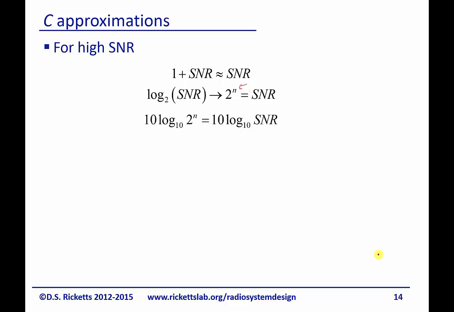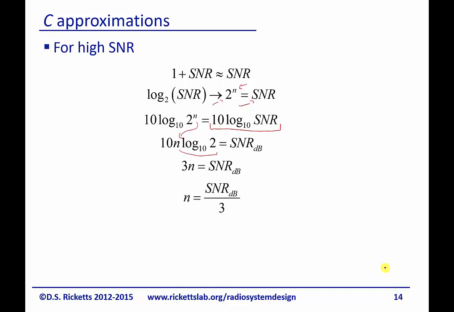And so what I'm going to do is take the log of both sides of this equation, so 10 log 10. And you can already see what I'm trying to do. I'm trying to get this in terms of dB. And we just do a little bit more math. The n comes down, and the log 10 of 2 is 0.3. And 0.3 times 10 is going to give us 3. So 3n equals SNR in dB. And so n equals the SNR in dB divided by 3.